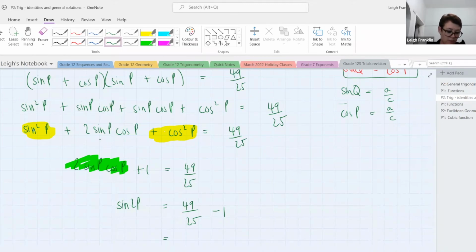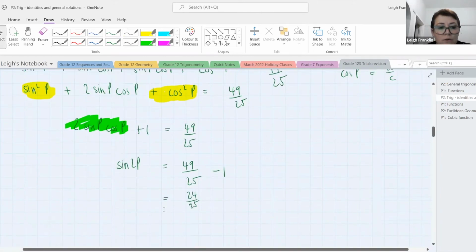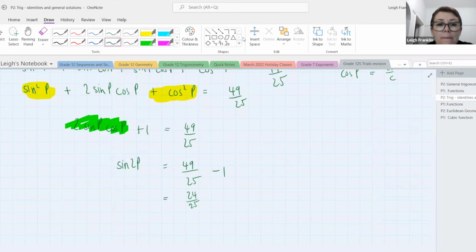So 49 over 25 minus 1 is going to leave us with a negative answer, isn't it? Minus 1. Oh, no, it's not negative. Sorry, I'm being stupid, because it would be 25 over 25. That's right. Okay, so the answer would be 24 over 25.